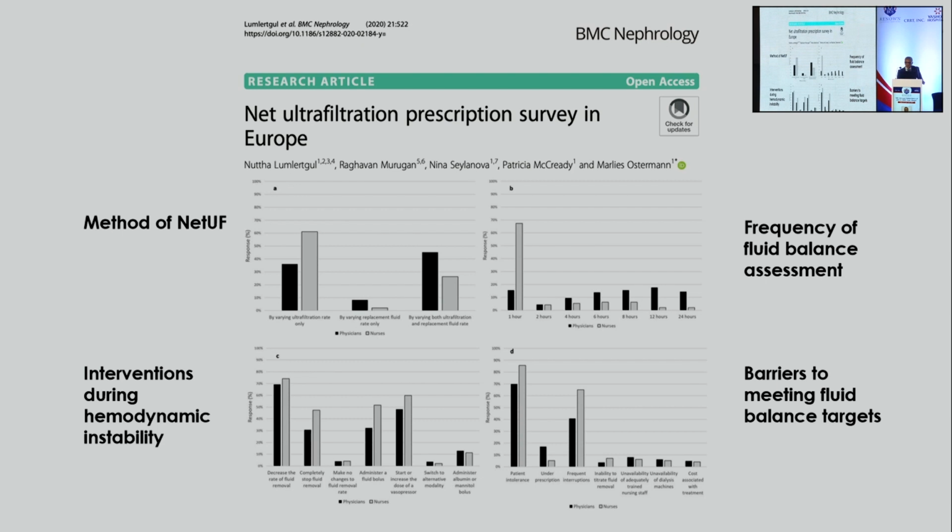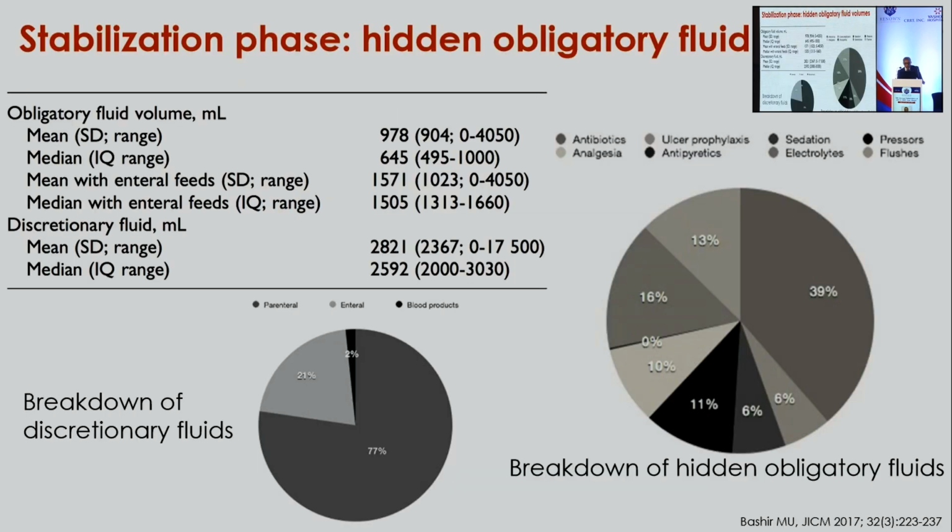And this is just a survey that was done in Europe, wherein they looked at the various methods of net fluid removal and how the physicians and the nurses approach fluid removal in the ICU, what interventions they did during hemodynamic instability, and what they thought were the barriers. As you can see here, for the most part, the intervals of fluid goal assessments were between 6 to 12 hours. And the thing that happened most frequently in terms of hemodynamic instability was a decrease in the rate of fluid removal.